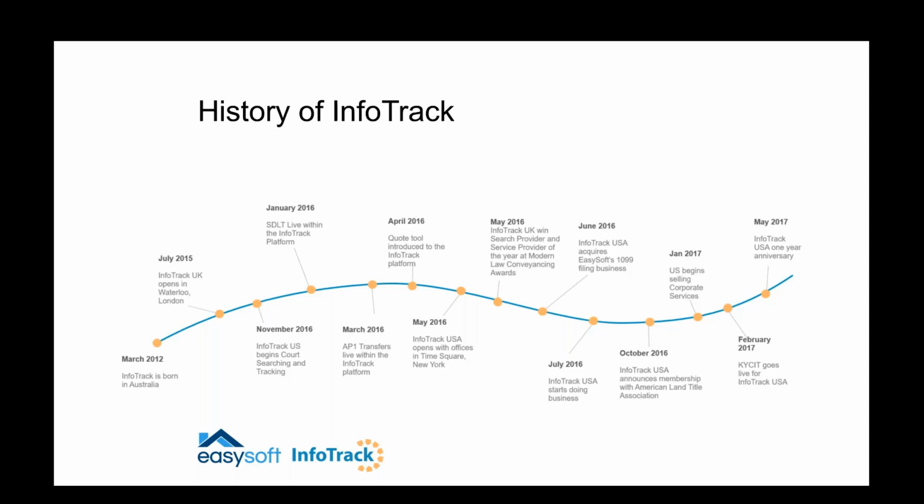So then coming along to July 2015, we started our global expansion, opening the doors to our UK office in Waterloo, London, where we primarily started out the same as Australia, and now they're branching into the corporate and personal searching side of things. And then just more recently, we opened our US doors here in May 2016 last year. So part of that startup was we acquired the 1099 from EasySoft, and as Joey mentioned, we just took on the back end side of things and the front end stayed the same. And from there we've expanded our suite of service offering, which I will go through shortly.